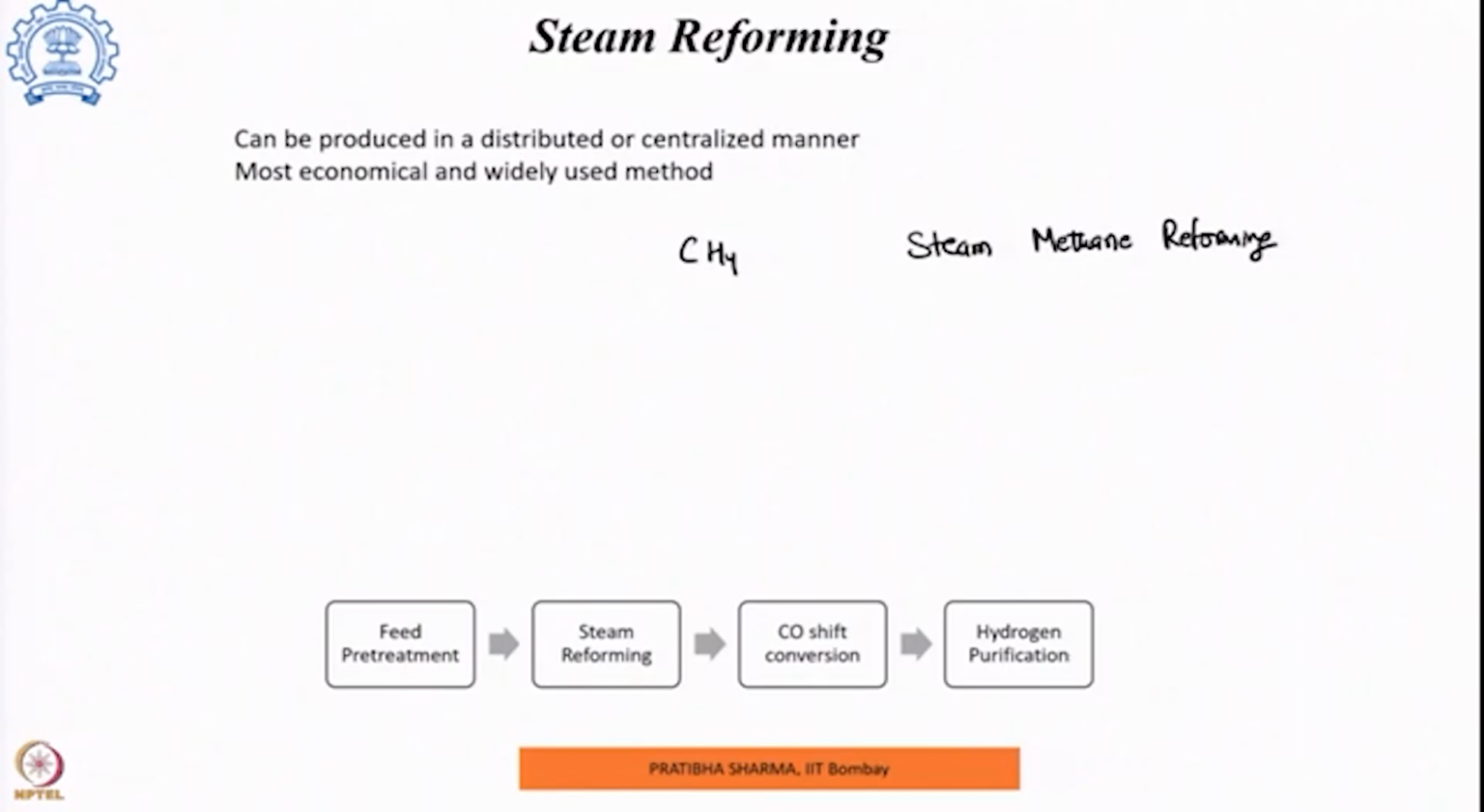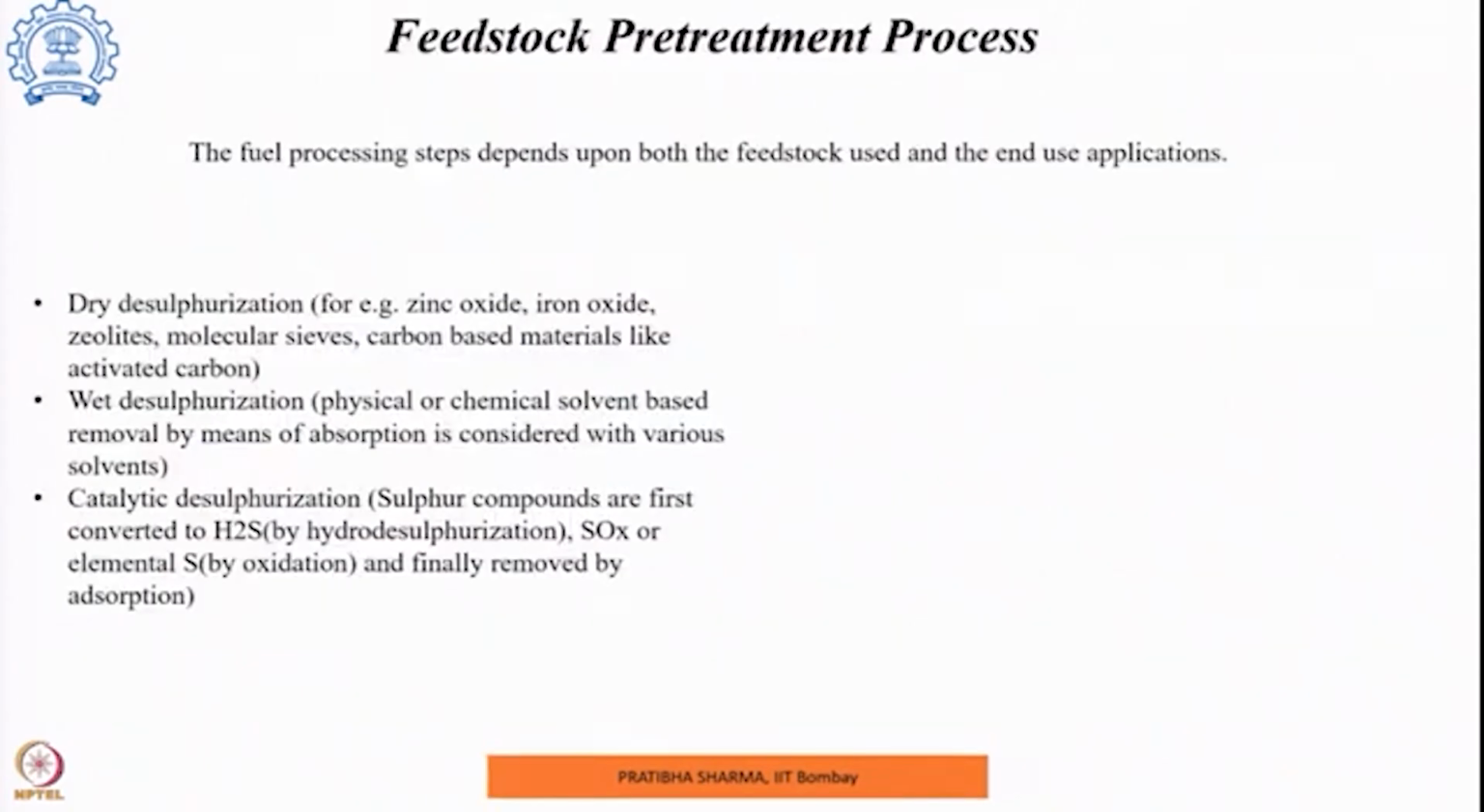Now, if we look at the process flow, then in that case we can see that there is an initial feed pre-treatment process wherein we are preparing the feedstock for the reformation reaction. The first step is feed pre-treatment, the second step is the steam reformation process, there is a third step, carbon monoxide shift reaction, and finally the purification process. So, all these steps we are going to look at in detail. So, let us look at the first step, which is the feedstock pre-treatment process.